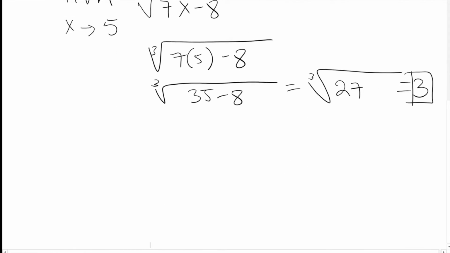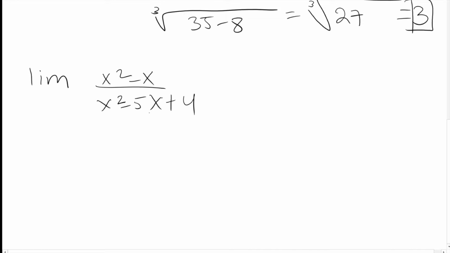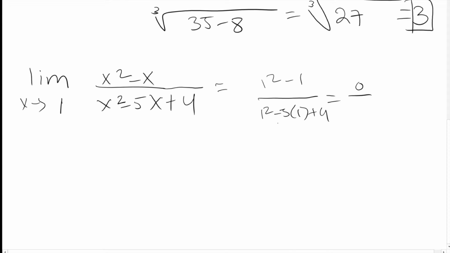Let's go ahead and take a look at another example. What about if we have the limit of x squared minus x over x squared minus 5x plus 4 as x approaches 1? Let's see what happens if we plug in the 1. We get 1 squared minus 1 over 1 squared minus 5 times 1 plus 4. On the top we get 0, and at the bottom we get 1 minus 5 plus 4, which is 0. So we get 0 over 0. This is an indeterminate form.